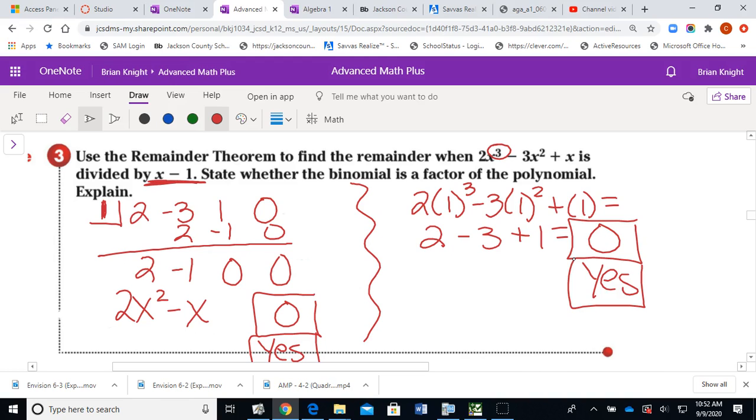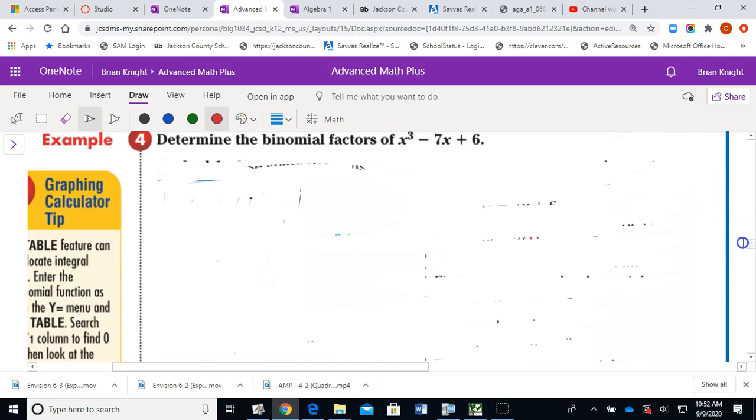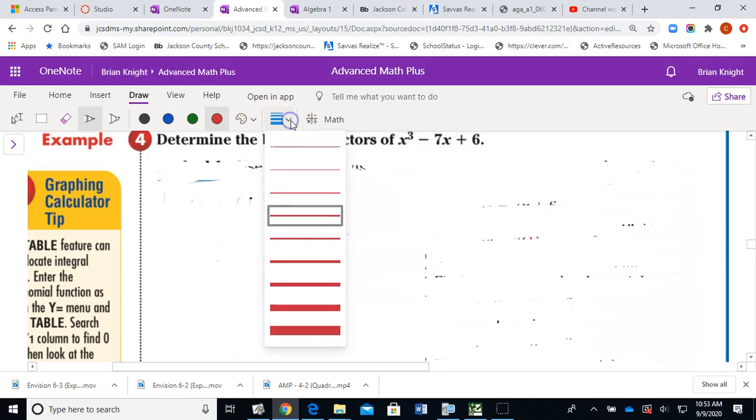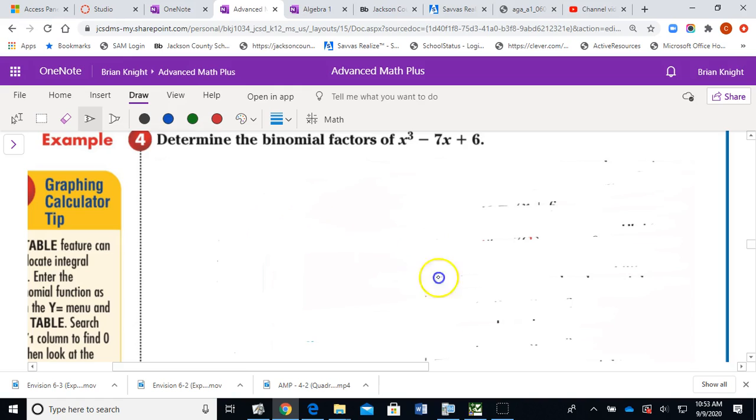All right? Example 4, even though it's our example 3, because like I said, we skipped the first one. Example 4 says determine the binomial factors. So, you did this a little bit yesterday, but we were solving the problem. So these are a little bit harder, but it's not a big deal. We're going to do synthetic division. And so basically we are figuring out what are the binomial factors. Now, did it say solve? Are we trying to figure out what x is? No, we're just trying to find out the factors.